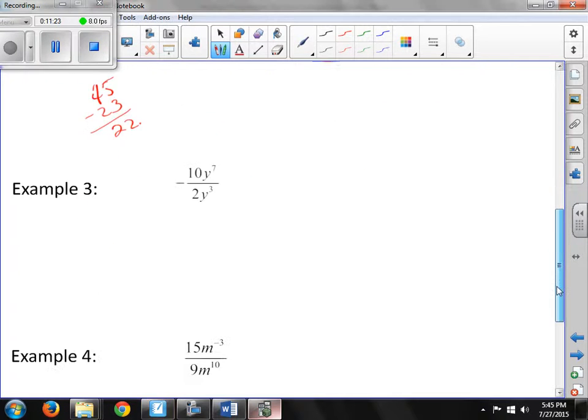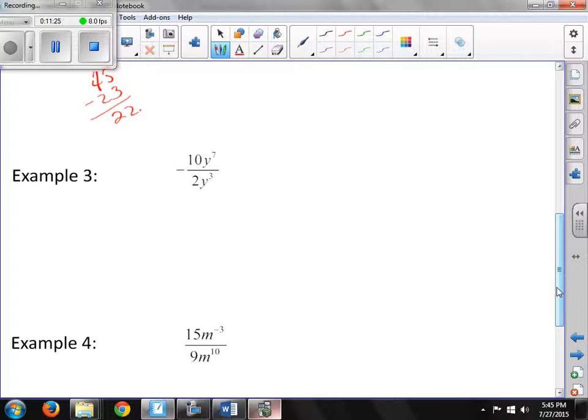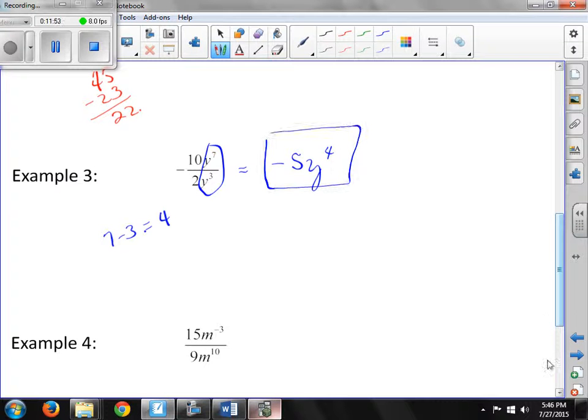Example 3. Negative 10y to the 7th divided by 2y to the 3rd. So we'll start off with negative 10 divided by 2 is negative 5, and y to the 7th divided by y to the 3rd is y to the 4th, because we subtract the exponents. 7 minus 3 is 4. It's top heavy, so the y's belong in the numerator. Negative 5y to the 4th.